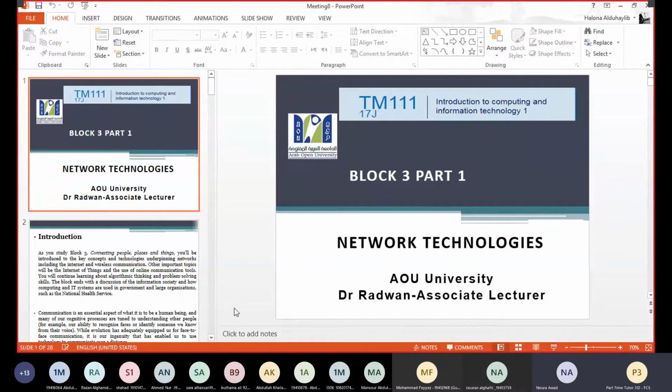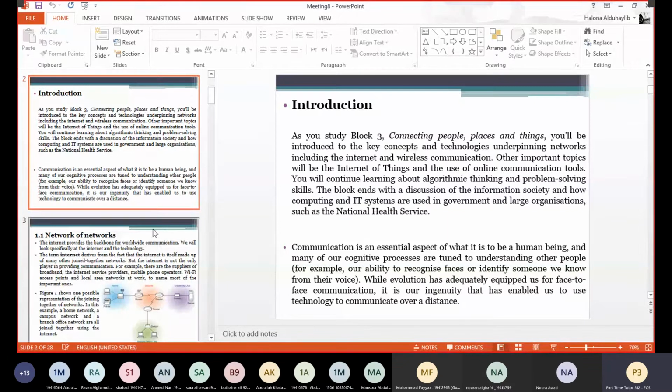So let us start. We will talk about network technology. We will cover different points, like different types of connection to a network, the speed of the connection, transferring of data, and different types of connection like wire, fiber optics, and the twisted line, which is the telephone line.